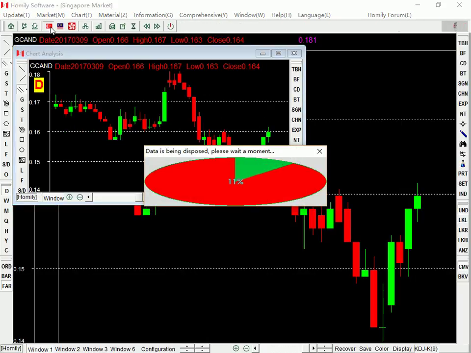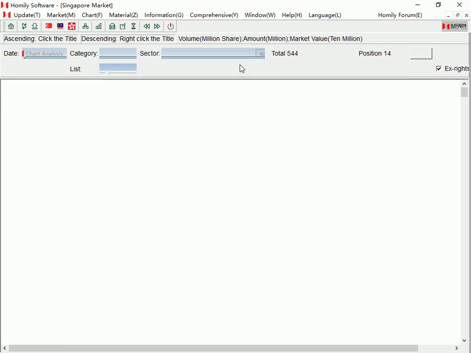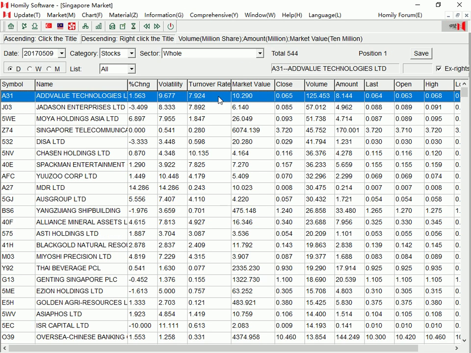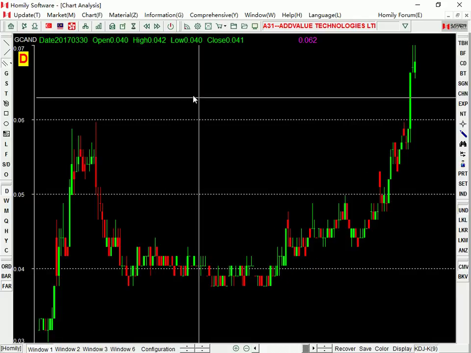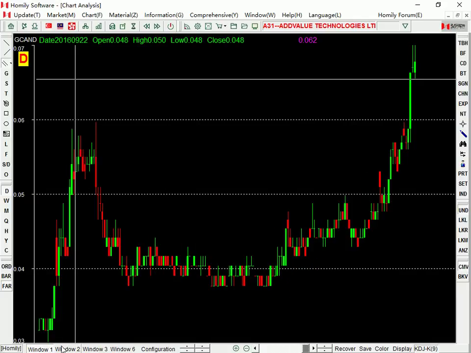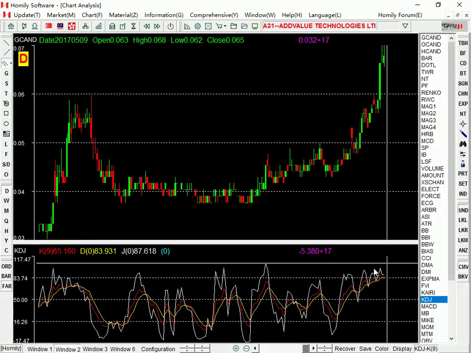Every day we need to check the high volume stocks and find some active, strong stocks among them. So let's see some stocks first. Then right click the volume. The first one is add value. So we can see whether this stock is strong or not. Quite strong. Okay, then we can see the volume.